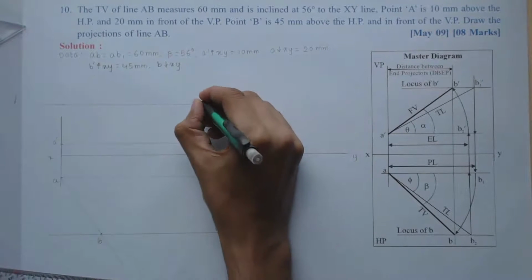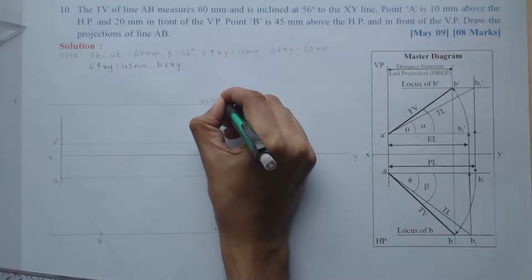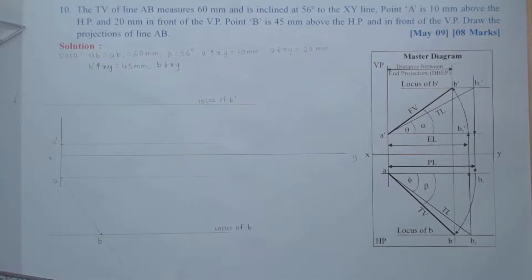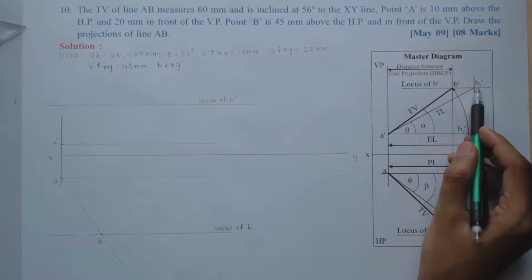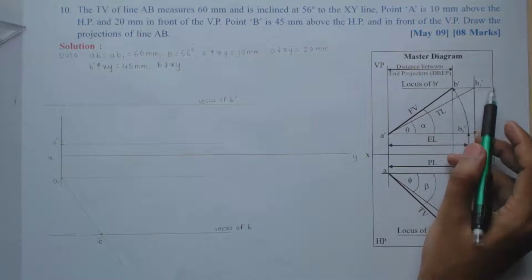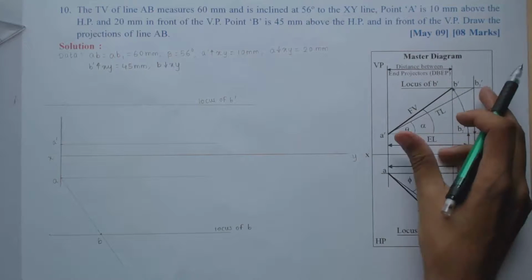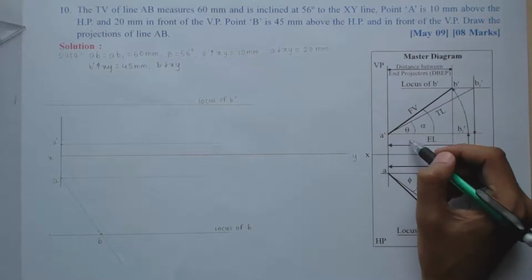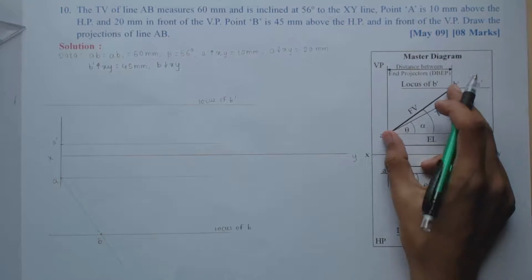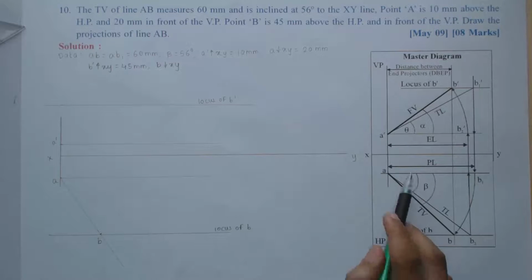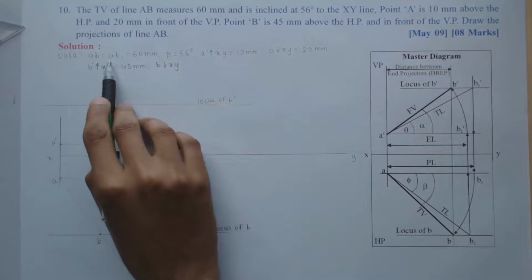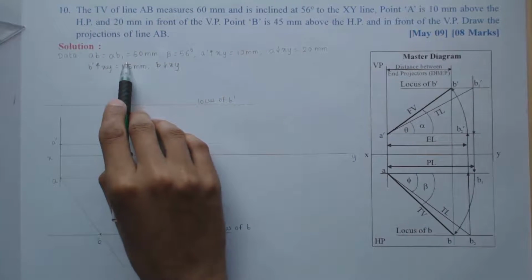So this line is nothing but the locus of B dash, on which we are going to get both the points B dash and B1 dash. But again, for marking B1 dash, we don't know the true length as well as angle theta. Again, we don't know the front view length. But we know the top view length, which is 60 mm.